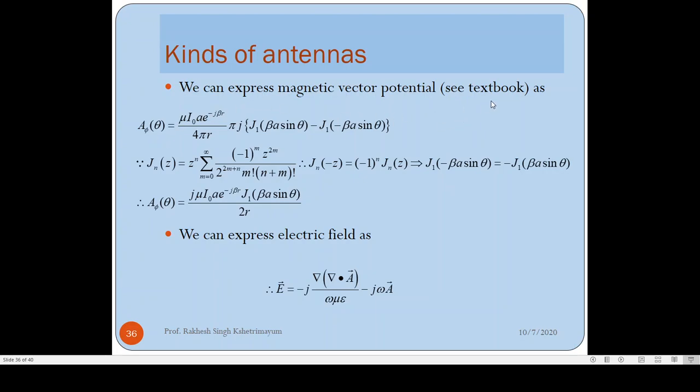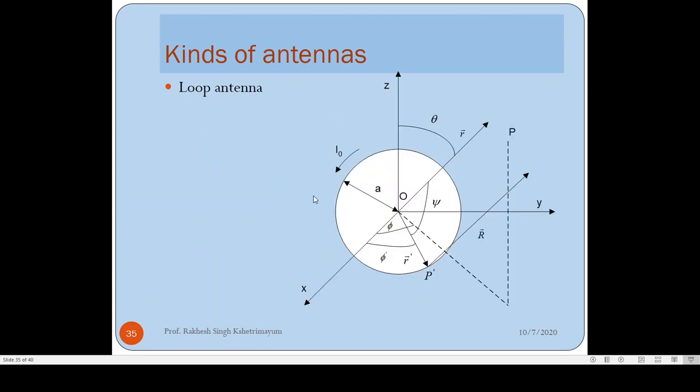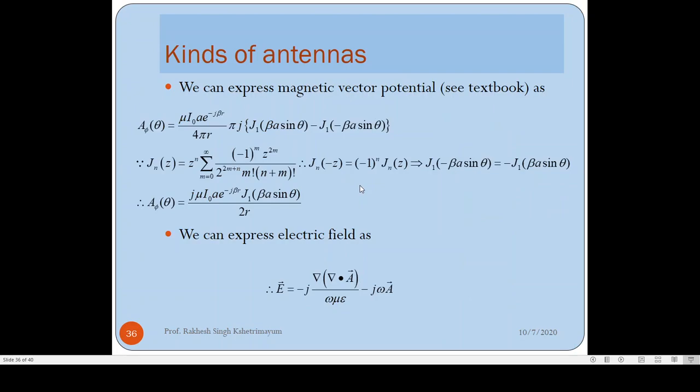It is already given in the book I have written on electromagnetic field theory, you can refer to it. The expression for A phi would be of the form mu I naught a exponential minus j beta r, where a is the radius of this loop, divided by 4 pi r, times pi j, J1 of beta a sin theta minus J1 of minus beta a sin theta. What is beta? Beta is the wave number for free space. a is the radius of the loop. These are Bessel functions; J1 is the Bessel function of first order.